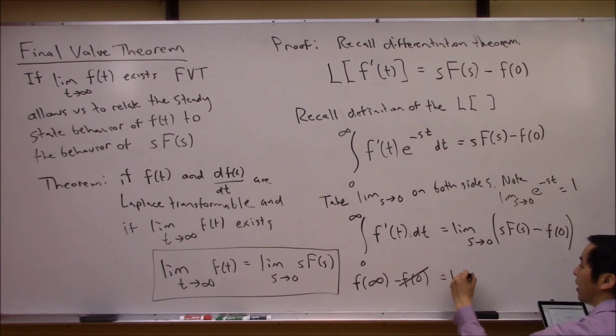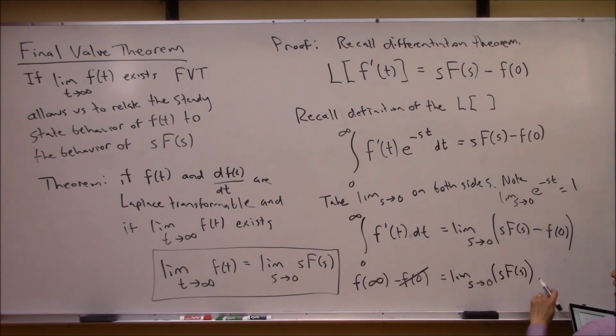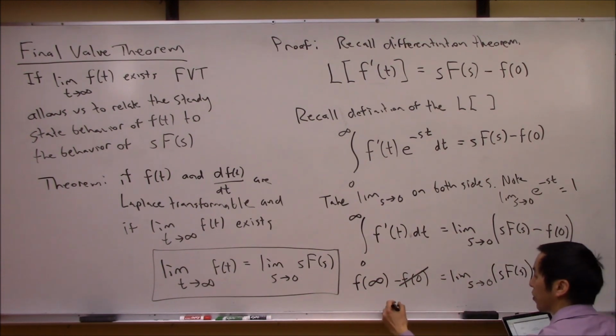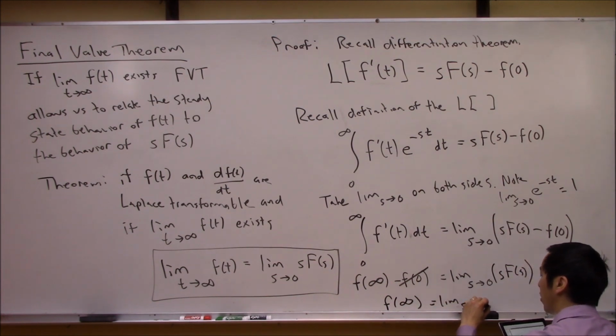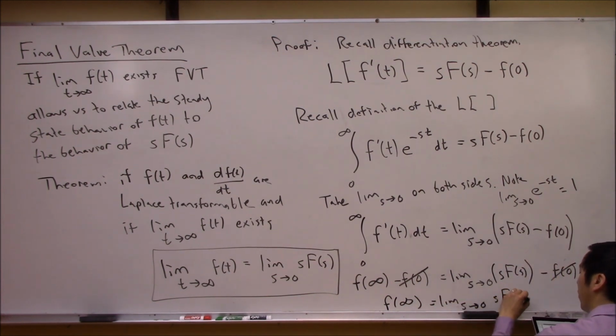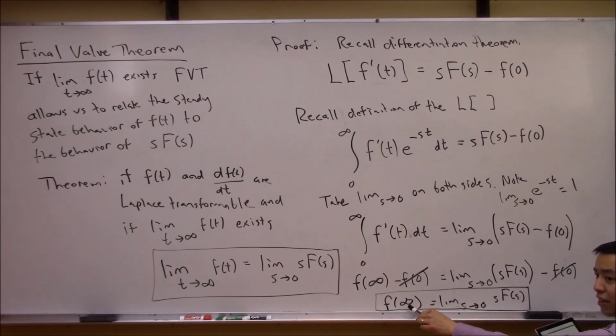So now I have the limit as s goes to 0 of the quantity s F(s), minus f(0). This f(0) can come out of the limit, and now I can cancel both sides. We end up with the result we're looking for: f at infinity is equal to the limit as s goes to 0 of s times F(s). So here we go, box that up. That's basically our proof, because what it says is that the function at time equals infinity, aka the steady-state behavior of the system, is equal to the limit as s goes to 0 of s times F(s).